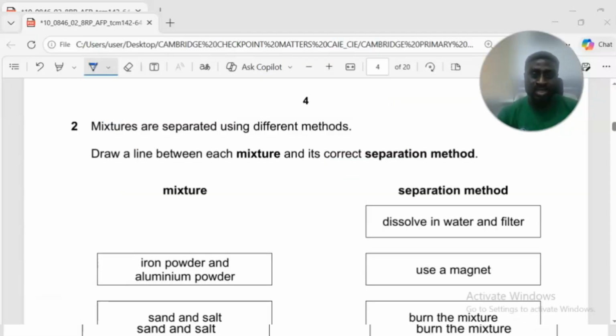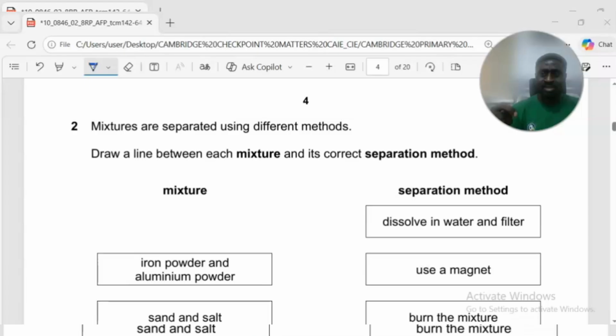Mixtures are separated using different methods. Draw a line between each mixture and its correct separation method. So this simply takes you back to the chemistry strand, and the topic is separation techniques or separation methods. And recall your separation techniques. There are many of them. We have the filtration method, distillation method, sublimation method, chromatography method, fractional distillation, filtration, magnetization, sieving, hand picking, and so on and so forth.